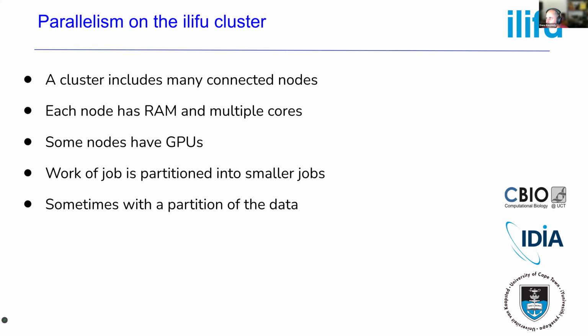So parallelism on a computing cluster can look a bit different depending on the problem you're trying to solve. So as we said before, a cluster includes many connected nodes. Each node has its own RAM and multiple cores. Some of the nodes have GPUs, which is a whole extra class of parallelism. The work of a job is partitioned into smaller jobs, and sometimes with a partition of the data.